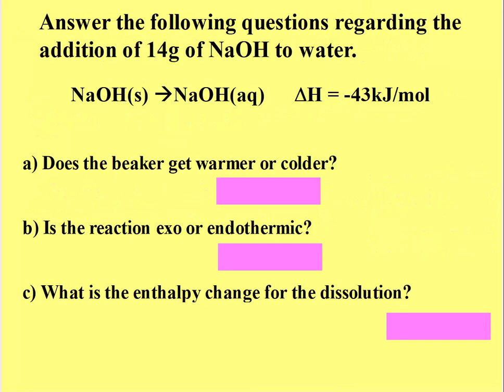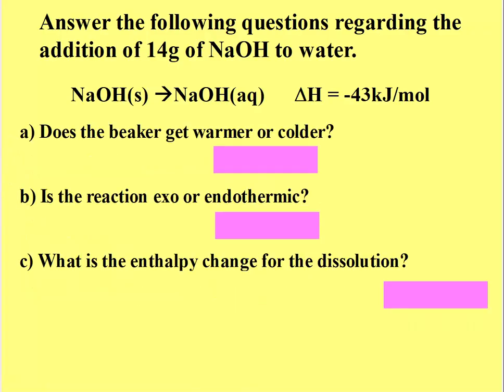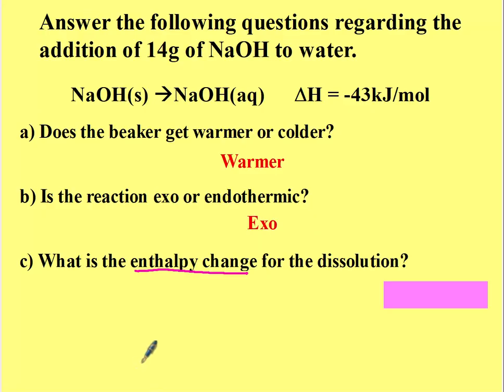So go ahead and pause the video and try these 3. Restart when you're done. So first, you should have asked yourself, well, is this endo or exo? It should have been exo since we have a negative delta H. And exothermic reactions mean that the beaker should be getting warmer because it's releasing energy. That energy is going to go to the beaker, it's going to go to the thermometer, it's going to go to the surroundings. And finally, we're looking for the enthalpy change. Remember from our specific heat video, if it asks for the enthalpy change, we need a sign on our answer.